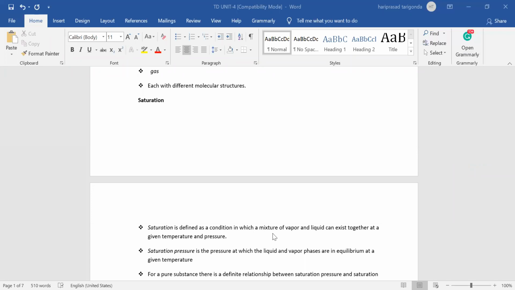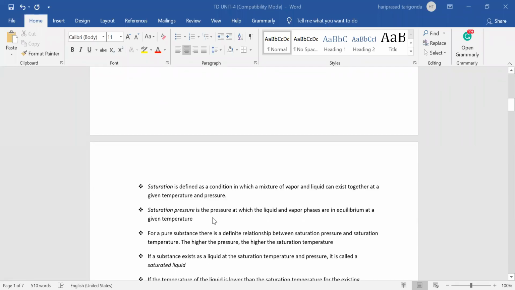Boiling point temperature. For example, at atmospheric conditions, if water is heated to 100 degrees centigrade, the water will be converted into steam. That condition is called the saturation condition. Saturation is defined as a condition in which a mixture of vapor and liquid can exist together at a given temperature and pressure. Saturation pressure is the pressure at which liquid and vapor phases are in equilibrium at a given temperature.